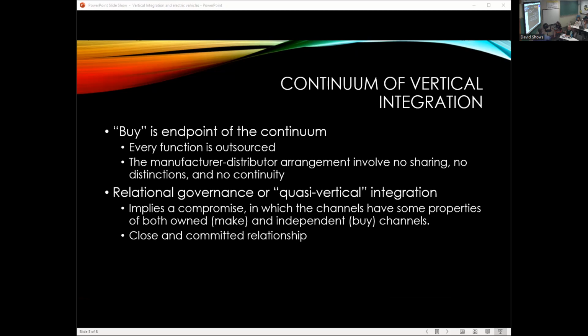And of course, as I've said before, the quasi-vertical, if you wish, implies a compromise in which the channel members have a close and committed relationship, and they make sure that they're taking care of each other's business at the same time. The relational governance also is the consideration that you have your partners in mind when you're coming up with structures like this.